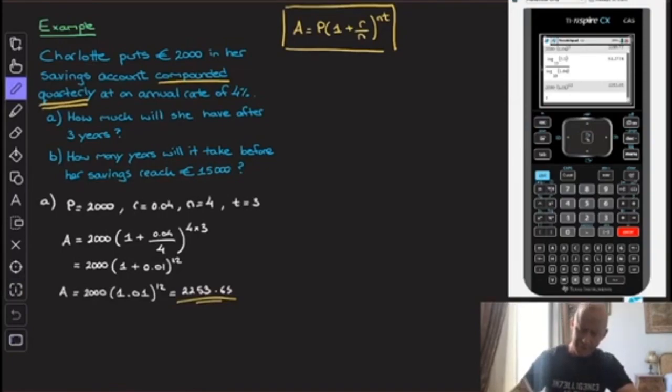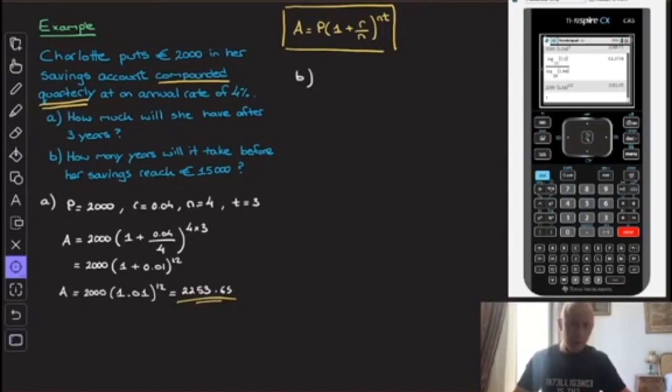I'll just write that at the top here. Now, for question B, we still have to answer the question, how many years will it take before her savings reach 15,000 euros? Well, the approach is going to be the same. I start from this formula, and I'm going to simplify everything as much as I can, meaning I'll replace P by 2,000, R by 0.04, N by 4, though, and I don't know what T is, because that's the unknown we're trying to figure out.